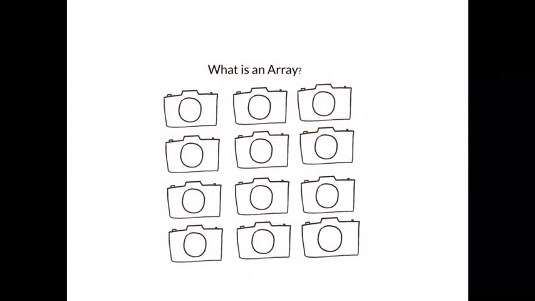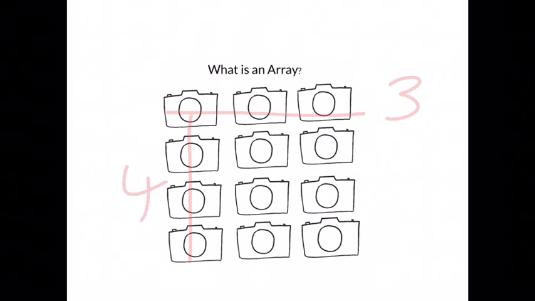So what is an array? An array is a way of arranging or organizing objects into rows and columns. Here we have an array, 3 by 4. And the total number of cameras we have are 12.